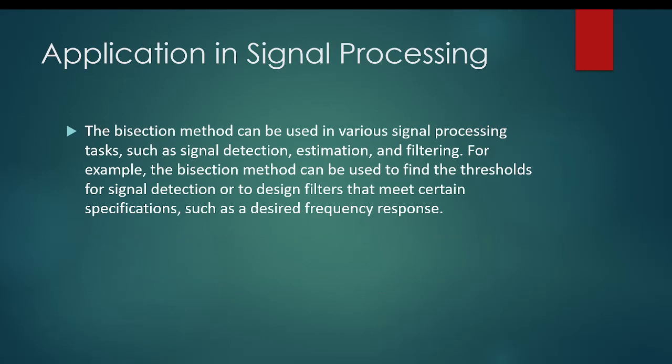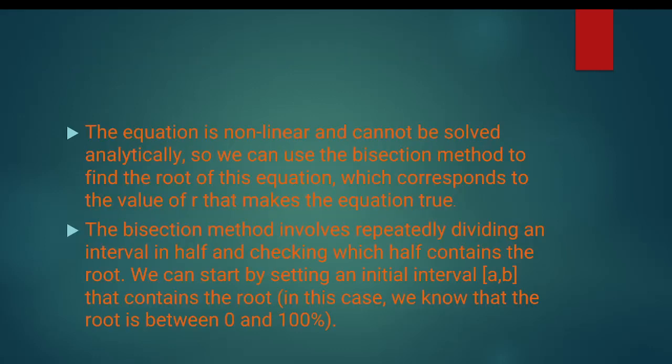The real life electronics application of the bisection method is signal processing. Basically, the bisection method in signal processing is used for applications such as signal detection, estimation and filtering. For example, it is used to find the thresholds in signal detection or to design filters that meet certain specifications such as a desired frequency response.